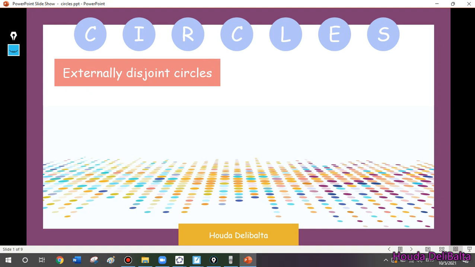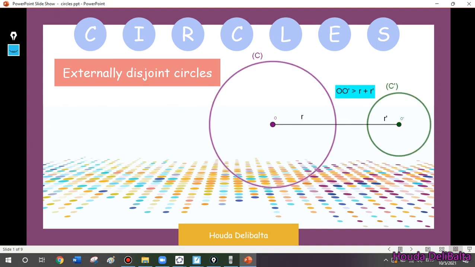As we said in the previous videos, we have the externally disjoint circles. Here is the figure for externally disjoint circles. And we have that the distance between the centers OO prime is greater than the sum of the radii. OO prime here, as you see, is greater than R plus R prime.